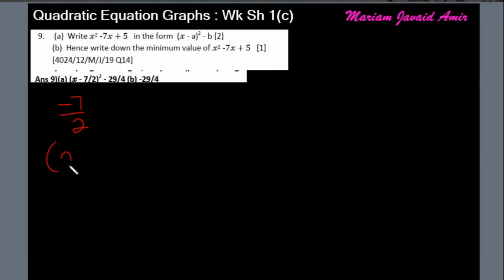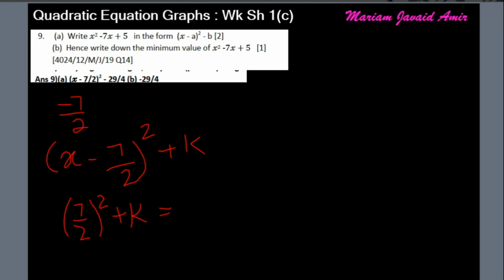So we'll write x minus 7 over 2 whole square. We've written negative because of this negative sign in the question. Then we add a value k to it. Next we have to find the value of k. For that we ignore these two and simply take 7 over 2 whole square. 7 over 2 whole square plus k is always equal to this constant value, which is 5. So now find the value of k.